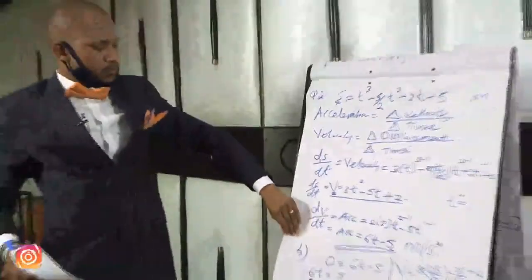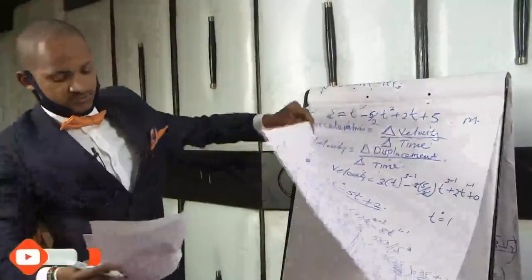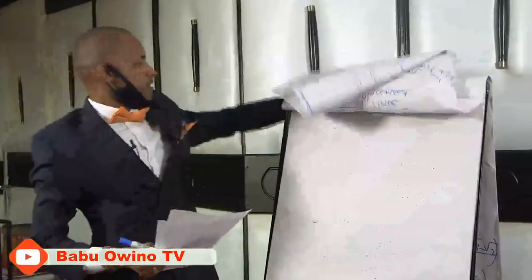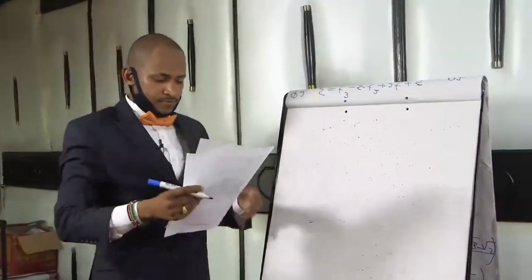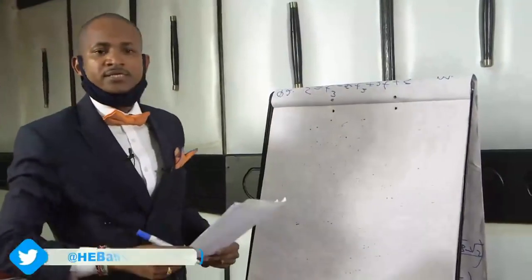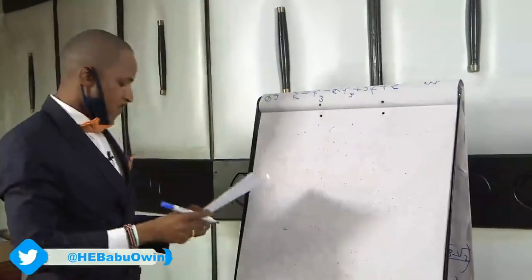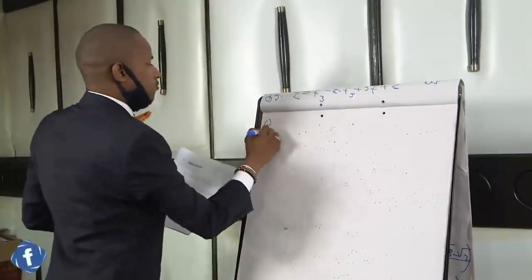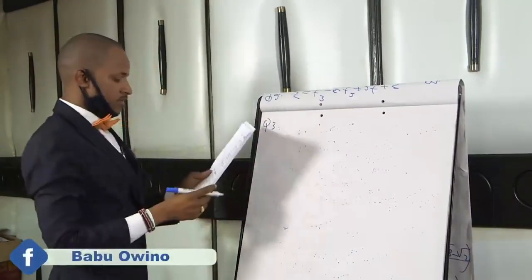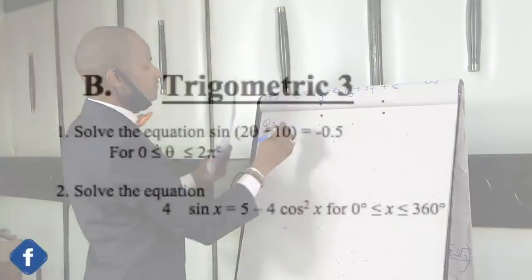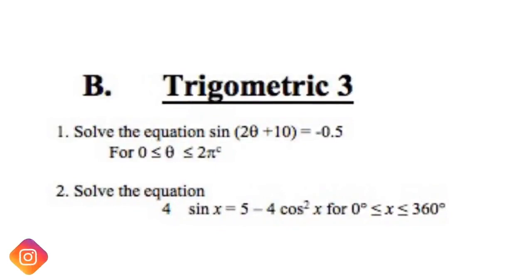So we are done with the questions on differentiation. Our next question is on trigonometry. So question number 3, trigonometry. We are told to solve the equation sine of 2 theta plus 10 equals negative 0.5.